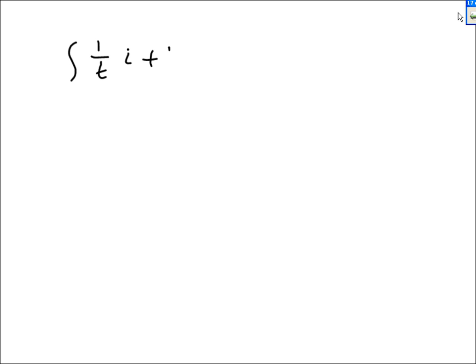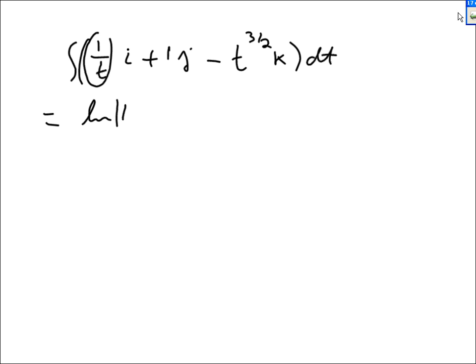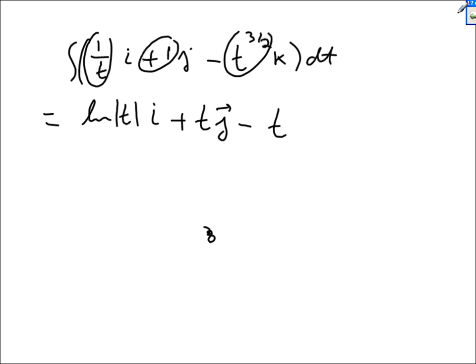Now take the integral of 1 over t i plus 1 j minus t to the 3/2 k dt. Well, the integral of 1 over t is ln of the absolute value of t in the i direction, plus the integral of 1 is t in the j direction, minus this integral. You add 1 to a power. If you have a fraction and you want to add 1, think of that 1 as b over b. In addition, if the bottoms are the same, keep them, add the tops.